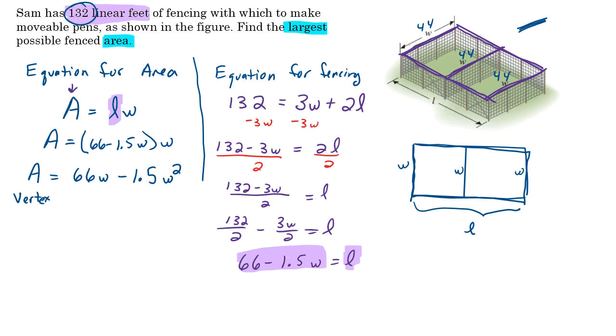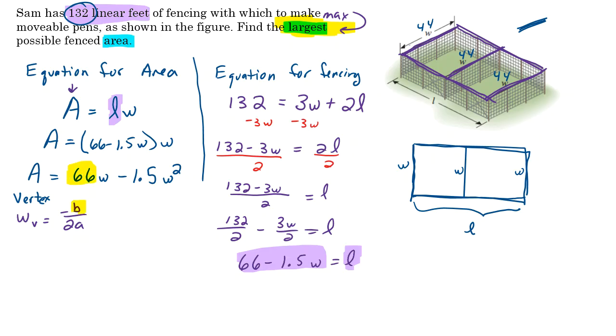Now, what about this problem tells me I need to find my vertex? Largest, all right? Largest, maximum. Trying to find the maximum area. So that screams vertex. So the W value of the vertex is going to be negative B over 2A. That's a nice little formula that you need to memorize.